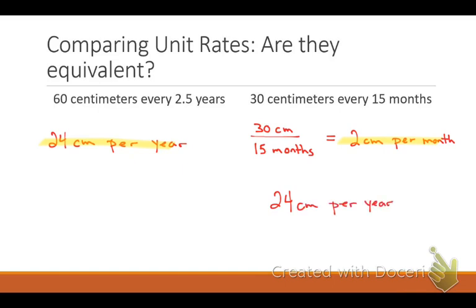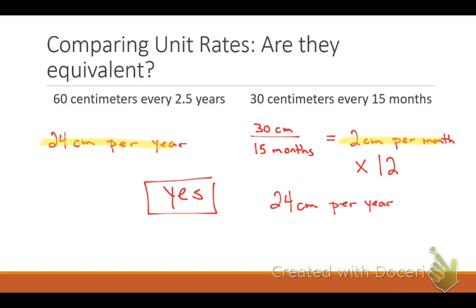So the second one, actually, if I'm comparing years to years, do you see what I did there? This is 2 centimeters per month, but I have to multiply it by 12 to figure out how much per year. The answer is yes. I was right.